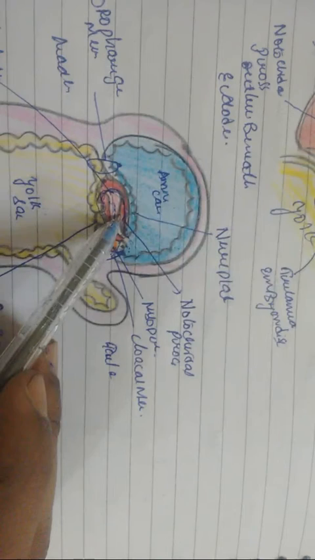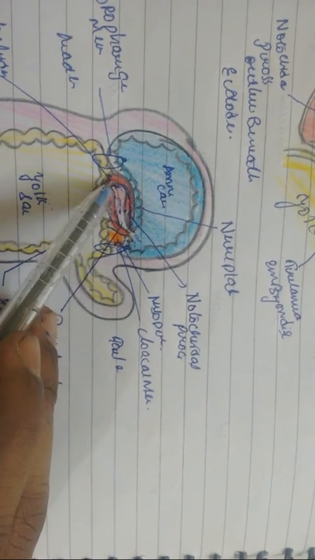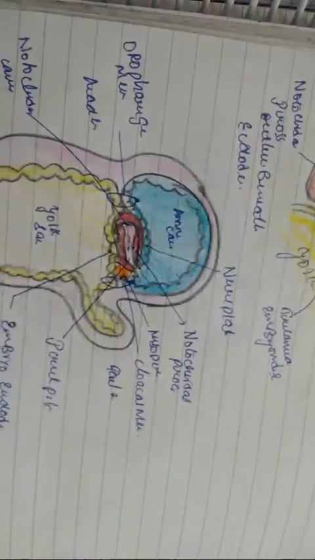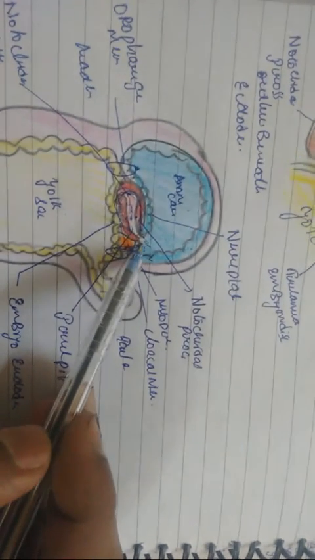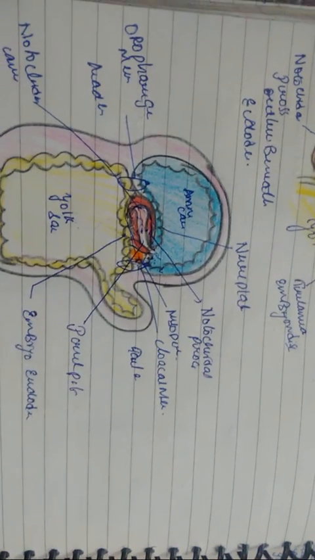So at the end, the function of the primitive streak is formation of this notochord process, right? So these are the things you have to understand. Normally, this primitive streak should disappear, right? Suppose this persists, and that can lead to sacrococcygeal teratoma.